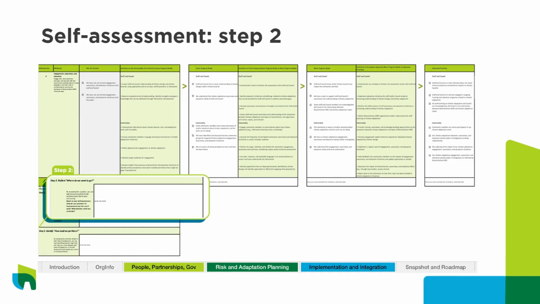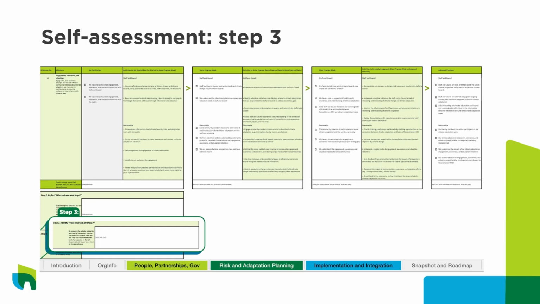After completing the assessment for all 4 milestones, you'll move to Step 2. Reflect, where do we want to go? Here, you'll consider your local government's vision for climate resilience over the next 2 years. Reflect on your self-assessment results and think about which areas you'd like to prioritize.